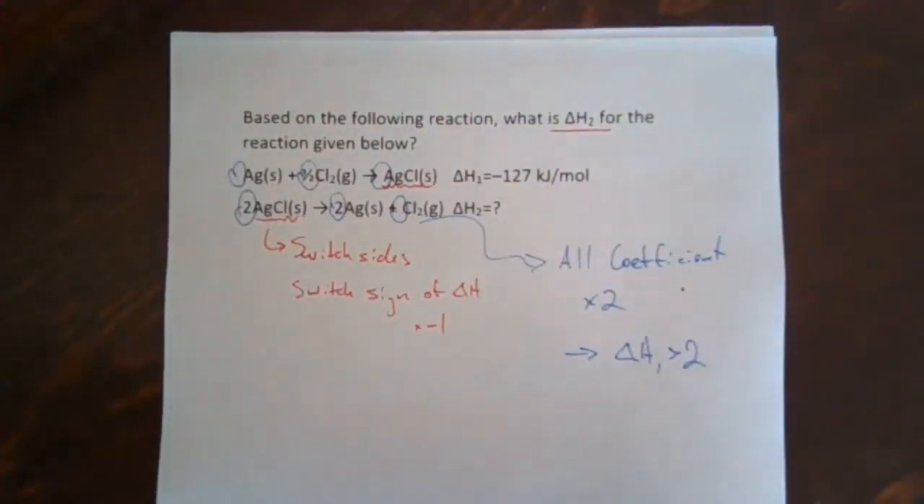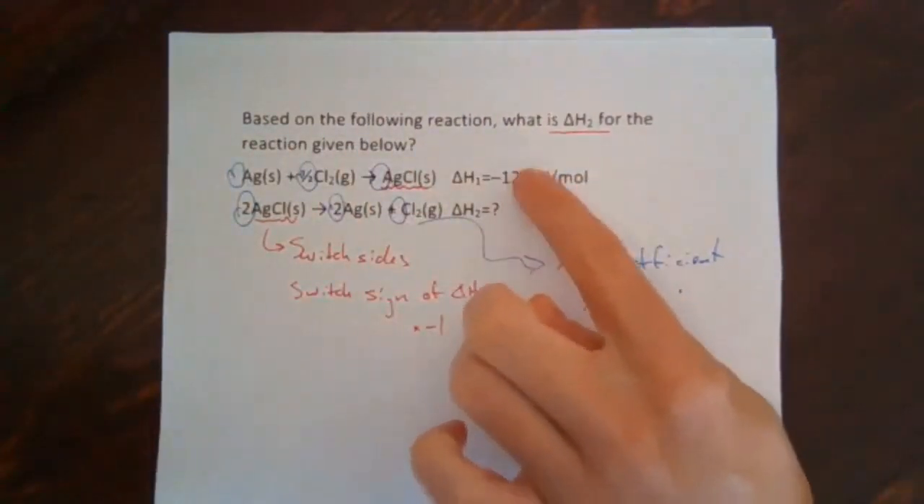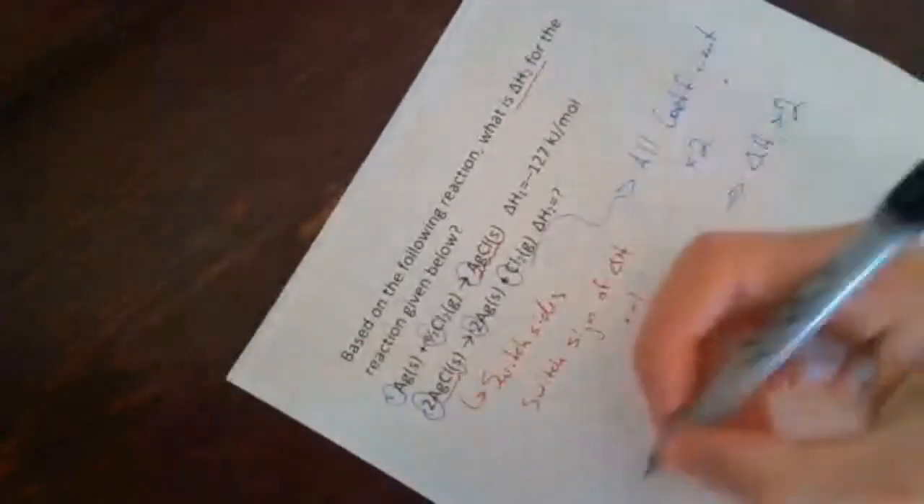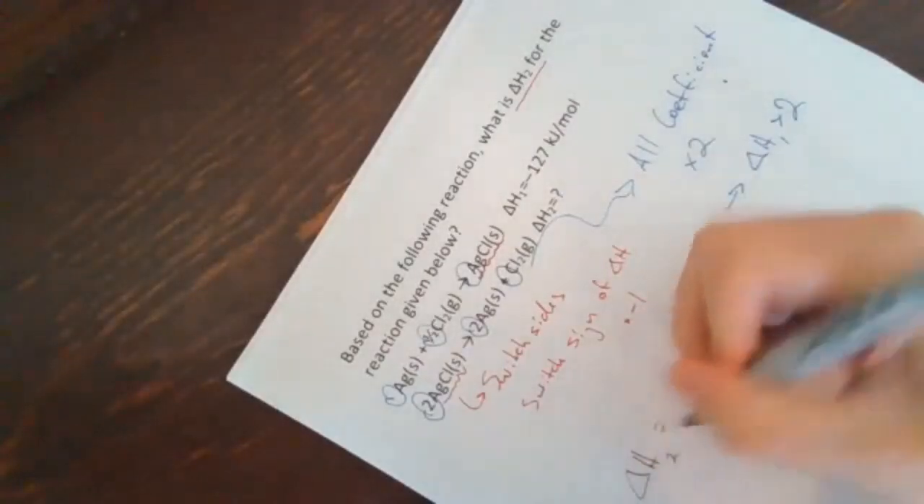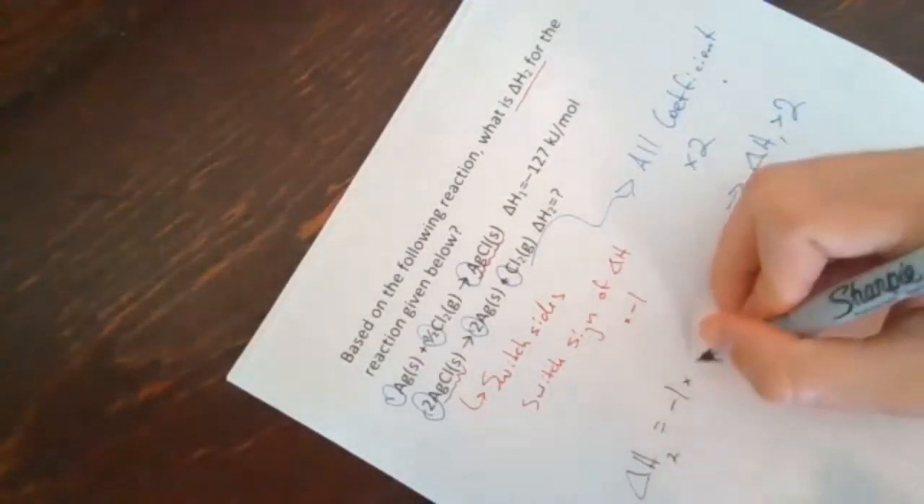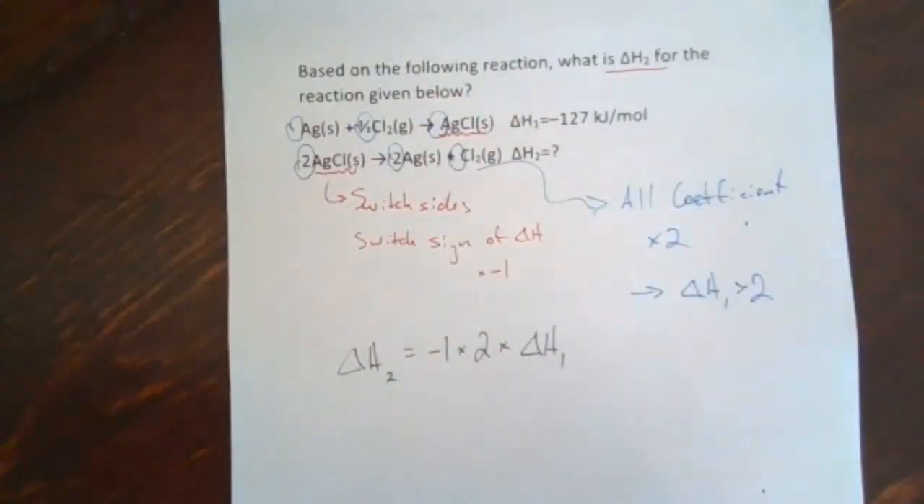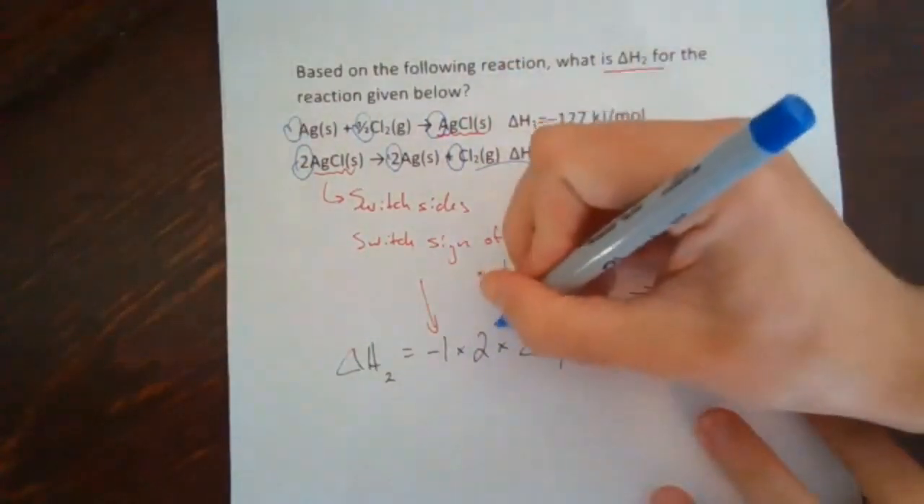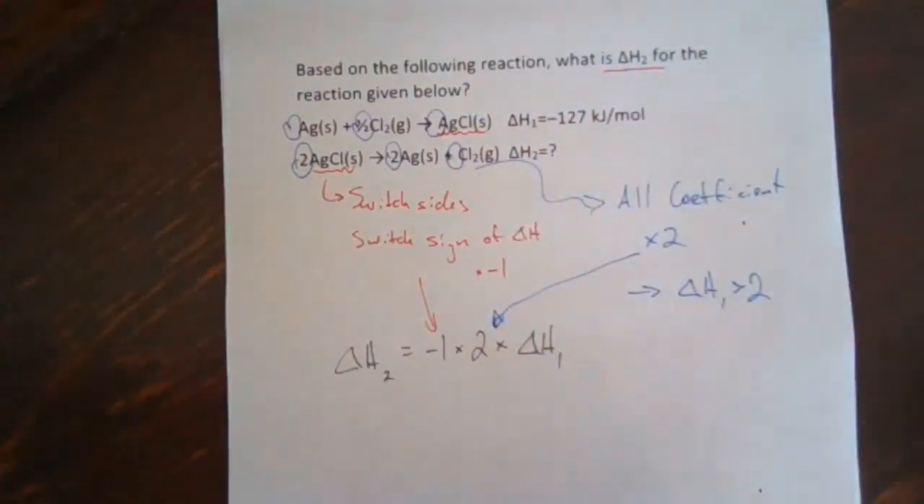So we can see there are 2 differences between my reference equation, which I have a delta H for, and my target equation, which I want to know the delta H for. And basically I can parse out what those differences are. Each of them has an associated change in how the delta H is related. And so we can put those together. We can see that delta H2, my target, is going to be -1 times 2 times delta H1, where the -1 comes from swapping my signs, and this 2 comes from my coefficient change.